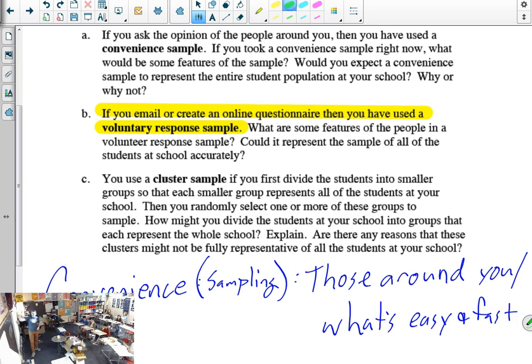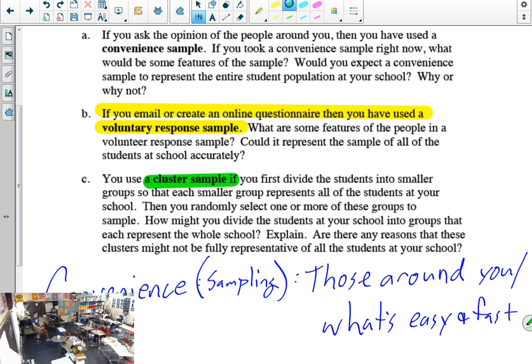Last thing we talk about is a cluster sample. This is a really interesting form of sampling that we didn't used to teach you guys. When my wife and I were talking, she was like, how do you not know about cluster sampling? So, first, you divide the students into smaller groups so that each group is representative of the population.